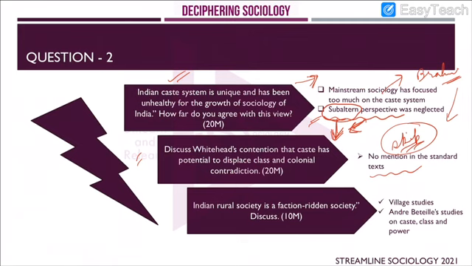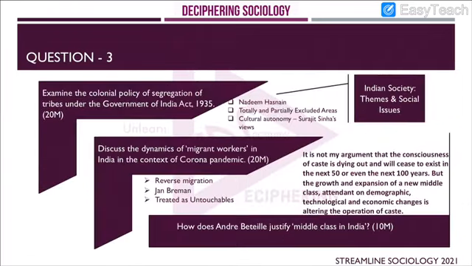The next question, Indian rural society is a faction-ridden society. This was based on village studies and the rural structure. We could write about Anwer study on caste, class and power.